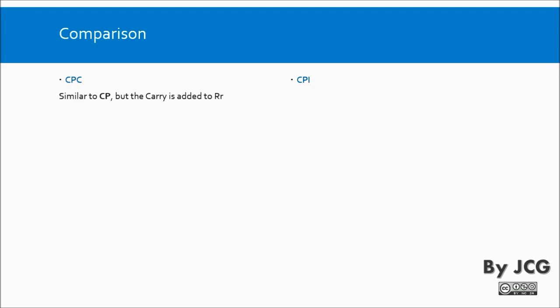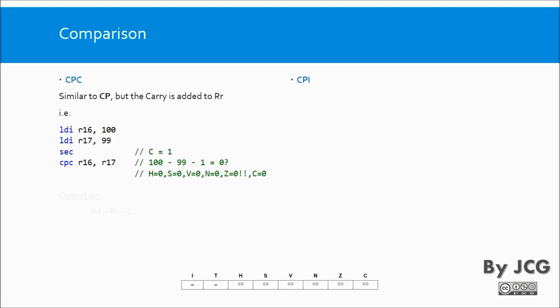Now let's see similar mnemonics. They do practically the same. I'm not going to go through the whole explanation of why the flags are like that. We have the next example. We have register 16 to be 100, register 17 to be 99, and then we have an instruction which turns on the carry, which is SEC. Then we're going to compare register 16, register 17. It is going to subtract register 16 minus register 17 plus 1.